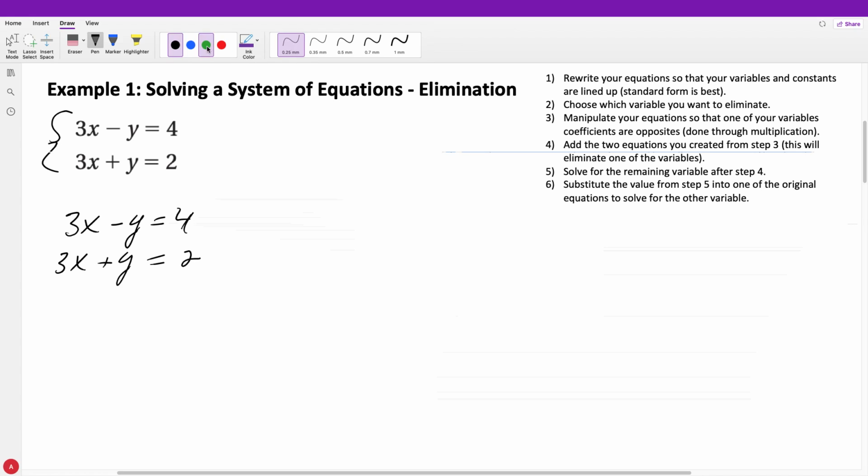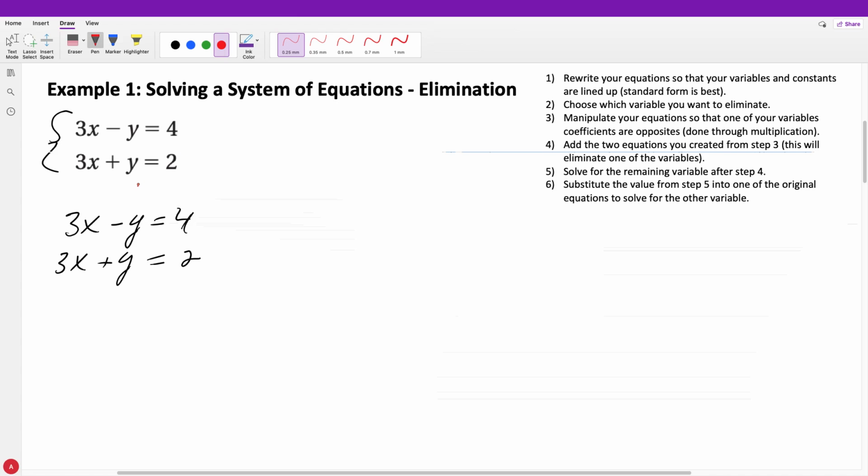All right, so now from here, our next thing is we want to choose which variable we want to eliminate. Now, let's be strategic about this because we said that we eventually want to have our variables' coefficients be opposites of each other. So if I see a variable is already a plus and minus, then that might be a little bit easier for me to choose that one. Or if I see that they already have the opposite numbers, then I'm choosing that one to begin with.